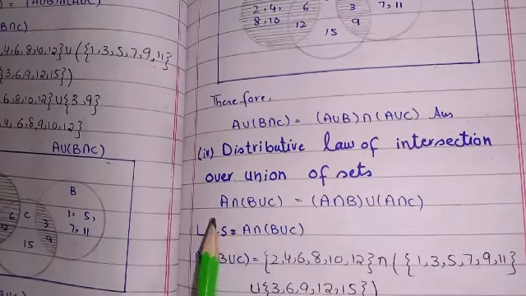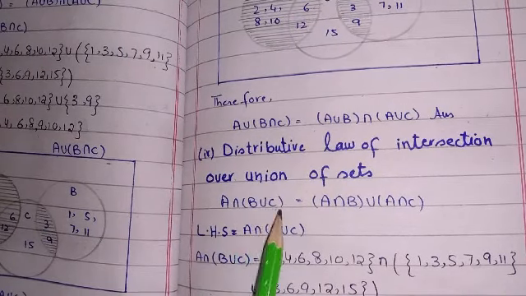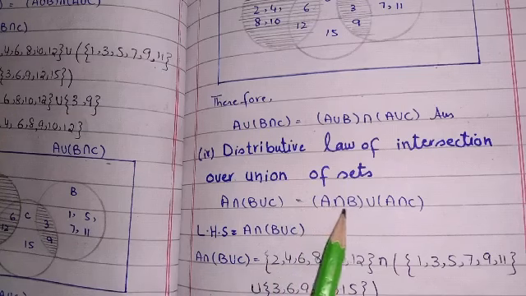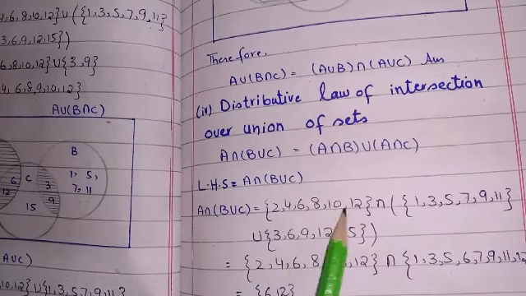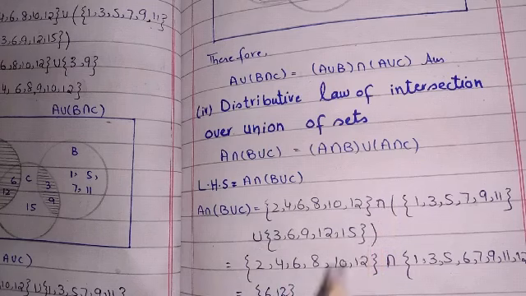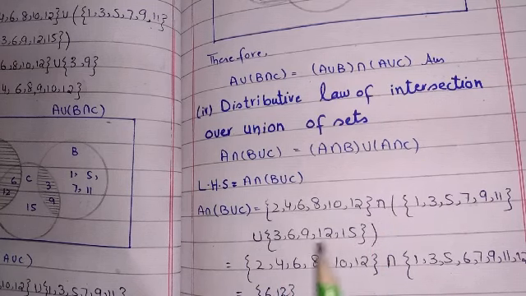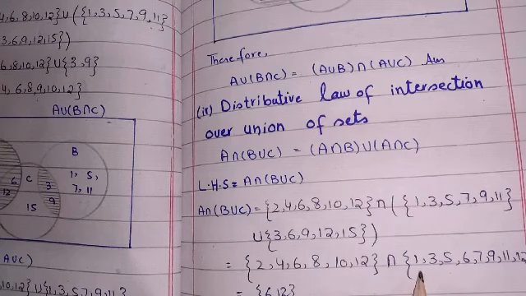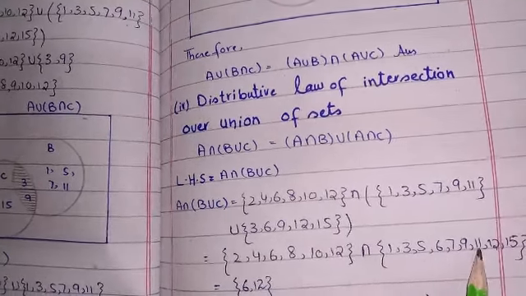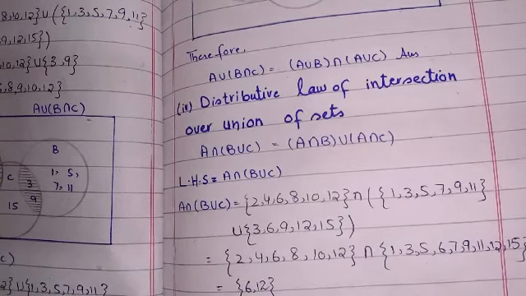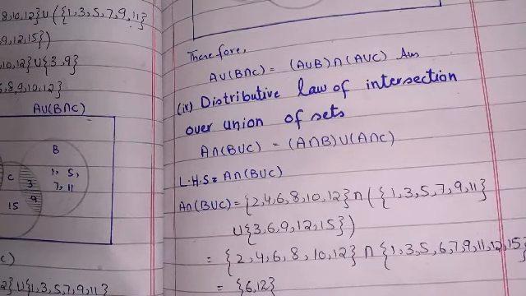Students, as you know, this is our law: A intersection B union C is equal to A intersection B union A intersection C. By solving our left hand side first, we will write our A set, then intersection, then B and C sets with the union sign within our brackets. Union means we have combined all the elements of set B and set C. By combining all the elements, we have a resultant set containing elements 1, 3, 5, 6, 7, 9, 11, 12 and 15. A set will be written as it is.